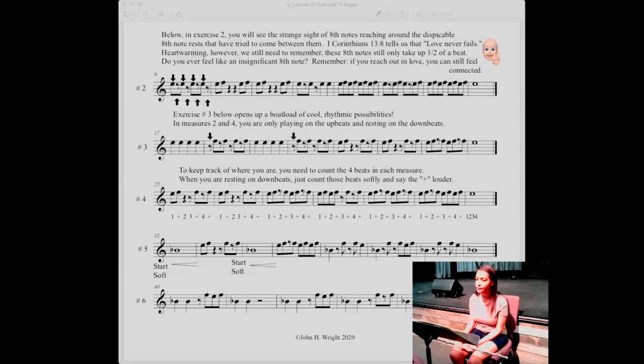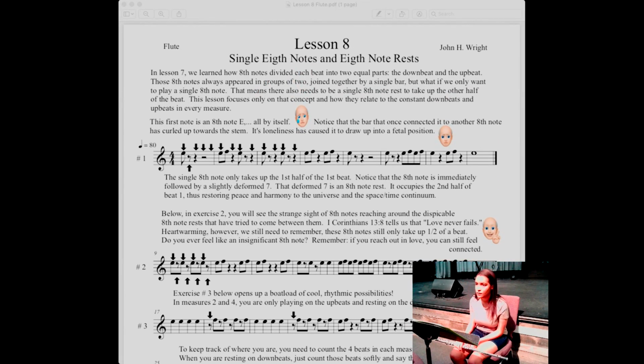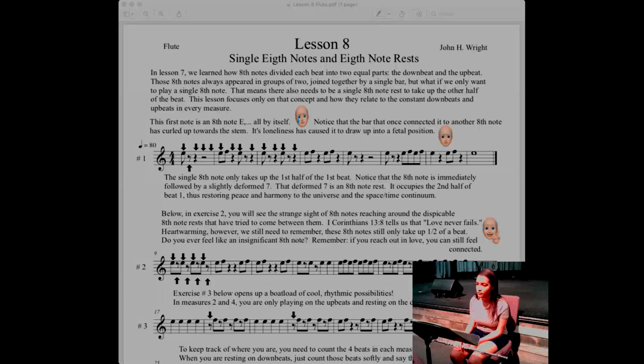All right. Fantastic. So now that should give you a very good idea as to how to play Lesson 8 for flute.